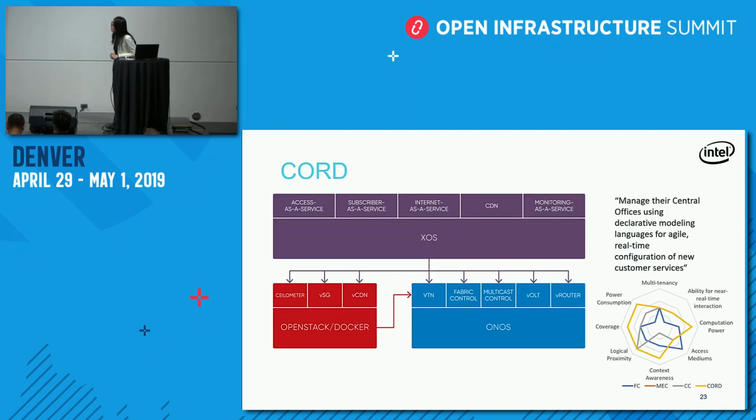Okay, the next project here is called CORD. It's the abbreviation of Central Office Re-architectured as Data Center. So it's obvious, like it's managing the data centers while using declarative modeling language for agile real-time configuration of new customer services. And it's a virtualized service delivery platform to provide both cloud economics as well as the agility.